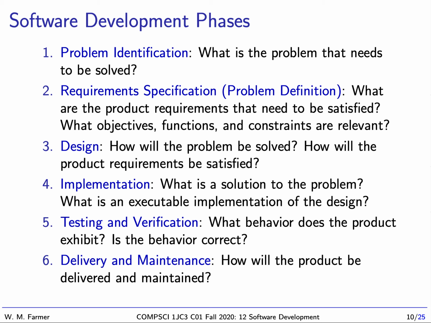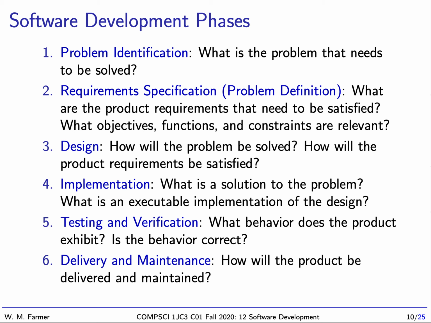And the next is design. This answers the question, how will the problem be solved? So the requirement specification is what is the problem? Design is how will the problem be solved? How will the product requirements be satisfied? How will we satisfy these requirements? The fourth is implementation. What is a solution to the problem? What is an executable implementation of the design? And the fifth is testing and verification. What behavior does the product exhibit? Is the product correct? And 6 is delivery and maintenance. How will the product be delivered and maintained?